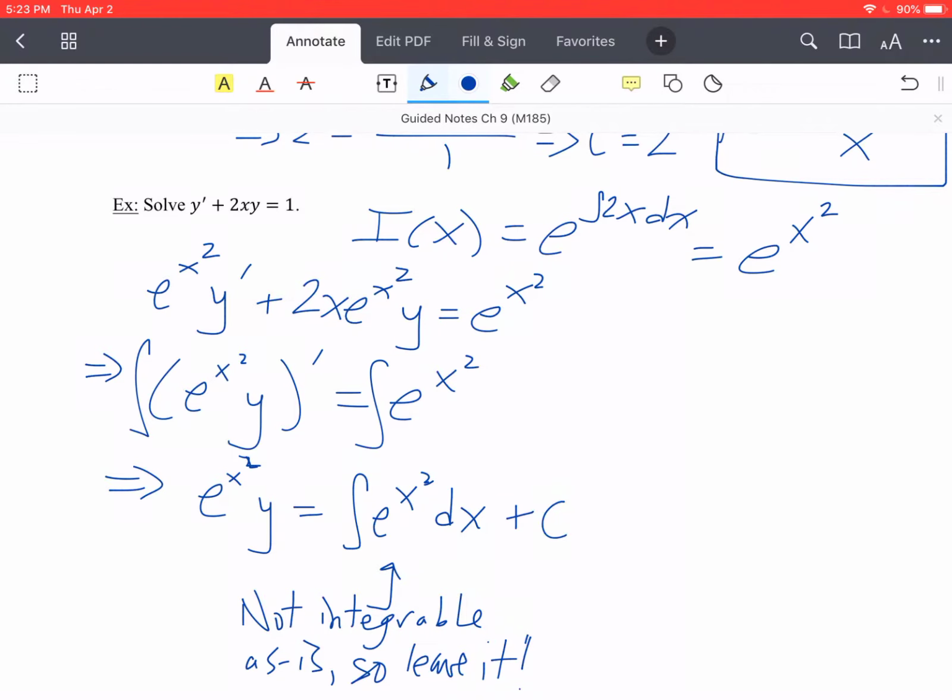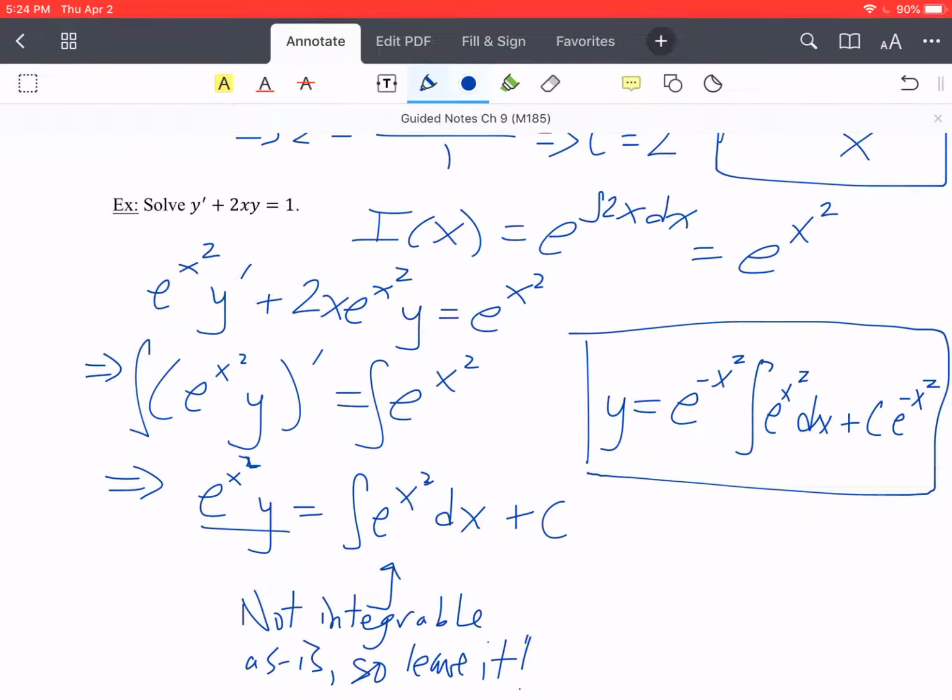It will need an arbitrary constant because we would hypothetically integrate it and get a plus c. So then I just divide both sides by the e to the x squared. So that's going to give us y equals e to the negative x squared, right? Because I can do that instead of writing it as a fraction, times the integral of e to the x squared dx plus c times e to the negative x squared.